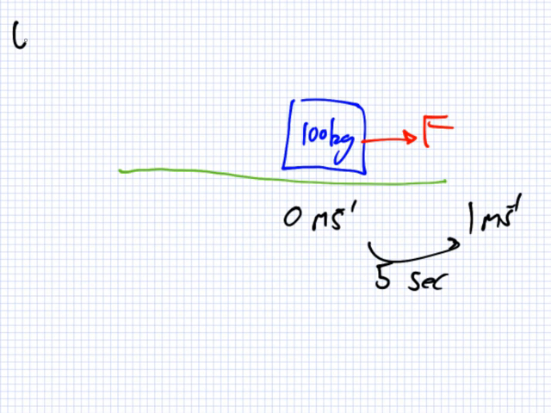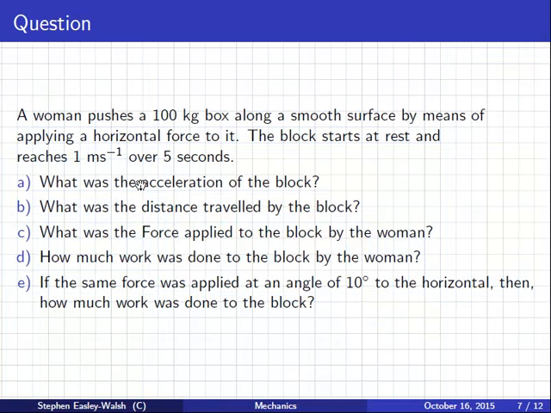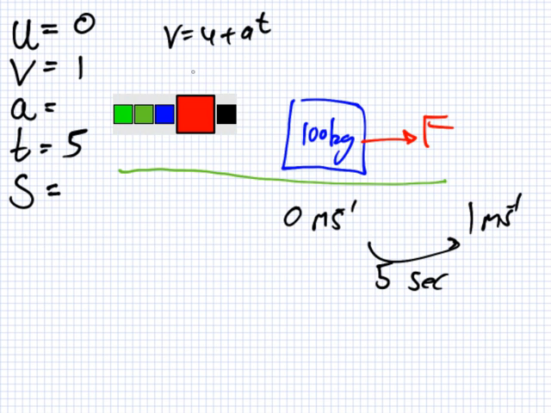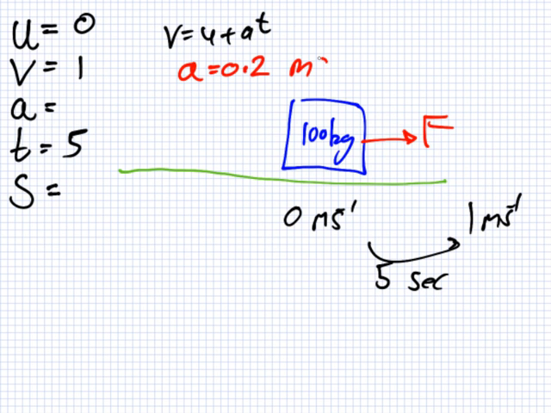Okay. U, V, A, T, S. The first part is, what is the A? Let's write down the info. U is 0, V is 1, A we don't know, T is 5, S we don't know. So we can say V equals U plus AT, and we'll get our first answer. A is 0.2 meters per second squared. The first answer.